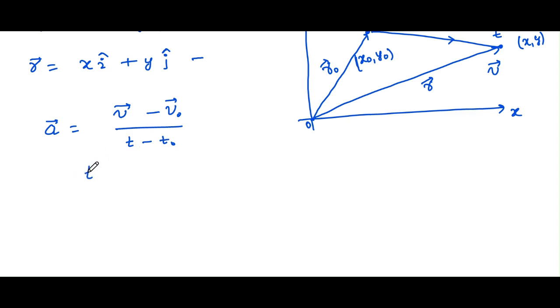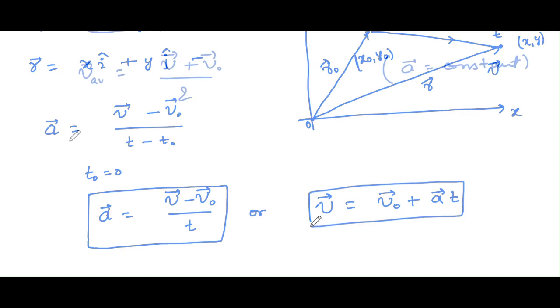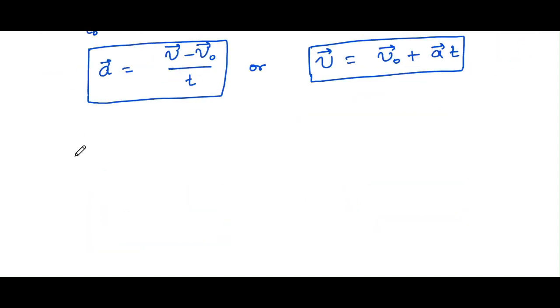Then if we are setting t naught equals to 0, that is initial time, let's say it starts at 0 reference time, we can say this acceleration is final velocity minus initial velocity by time. So we have one equation here, and the same can be written as v equals to v naught plus a into t. And now, as we know, average velocity equals to final velocity plus initial velocity divided by 2.